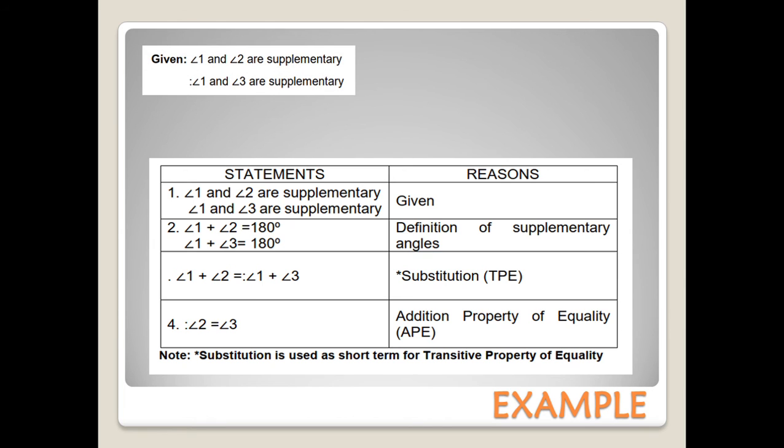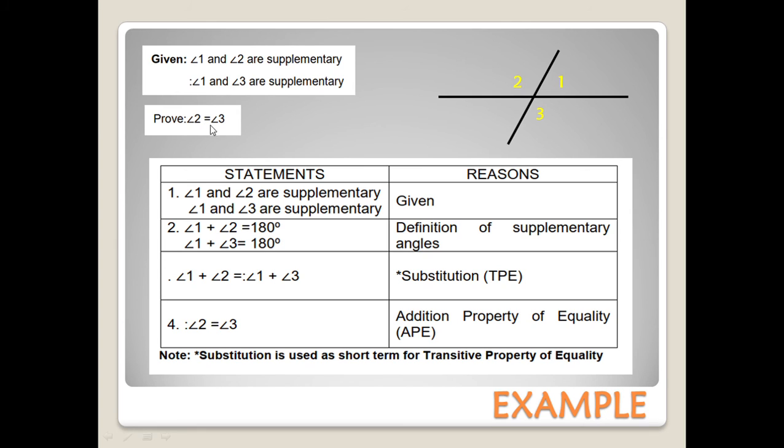So, halimbawa po, ito, two-column form. So, given, ito yung given sa'yo. Pag may given ka na, meron ka ng illustration para mas makita mo kung anong ibig sabihin. So, sa illustration, may angle 1, may angle 2, may angle 3. So, ito yung base sa given natin. Tapos, meron statement dyan na kailangan mong patunayan, which is this one. So, prove that angle 2 is congruent to angle 3.